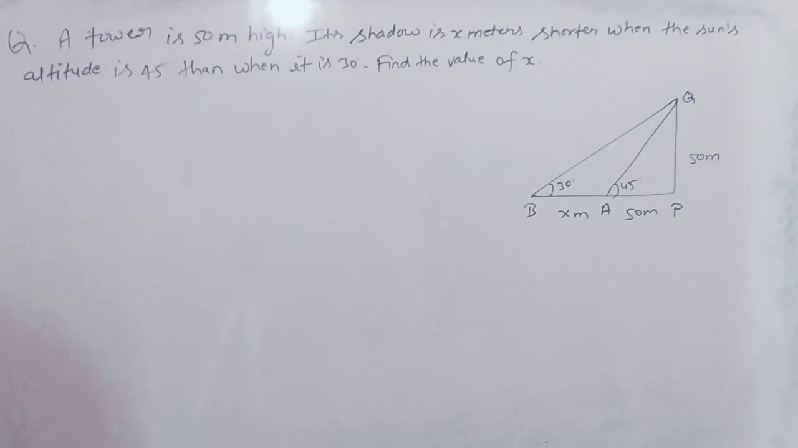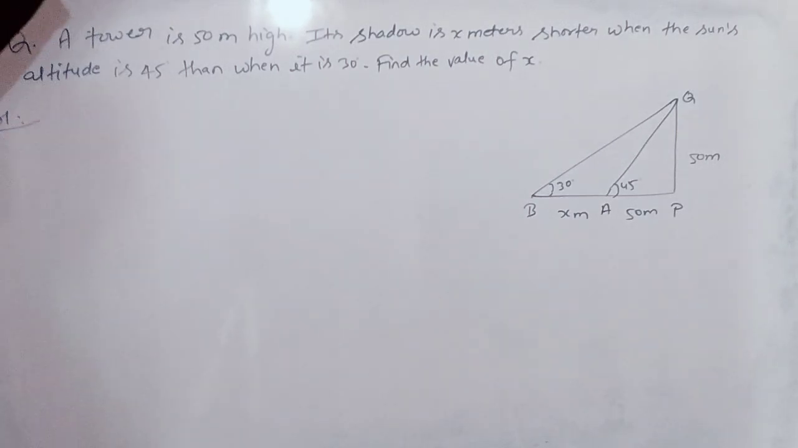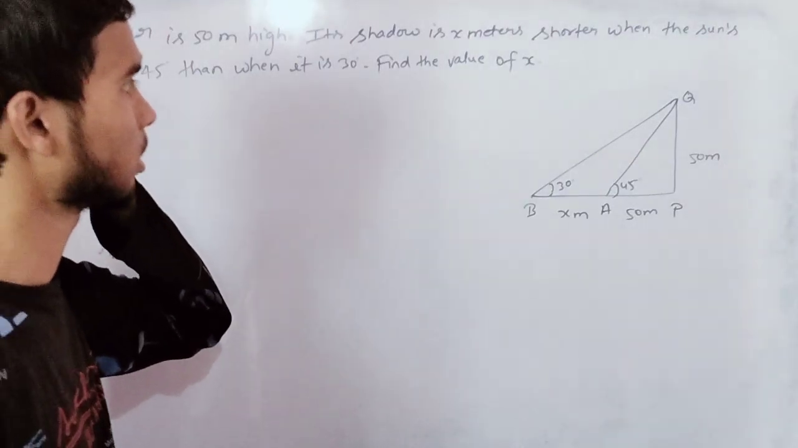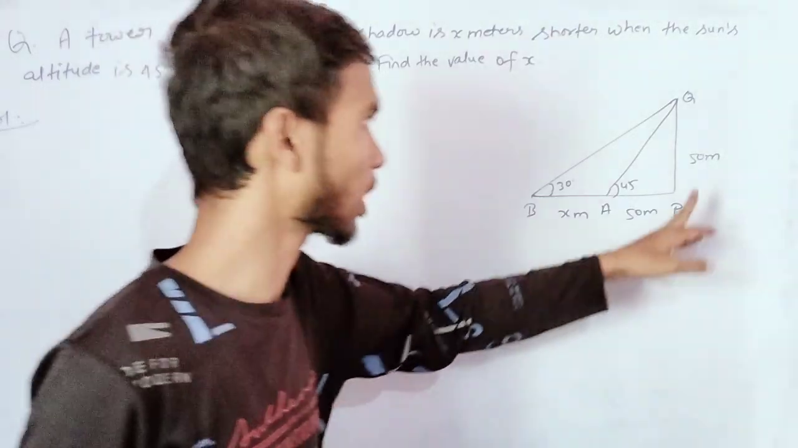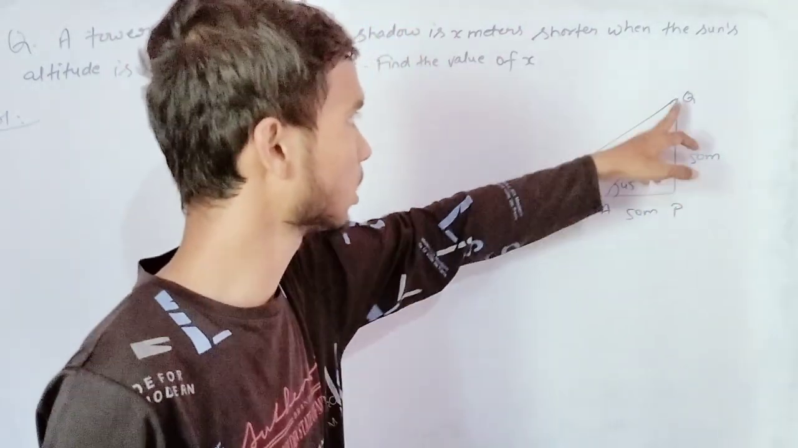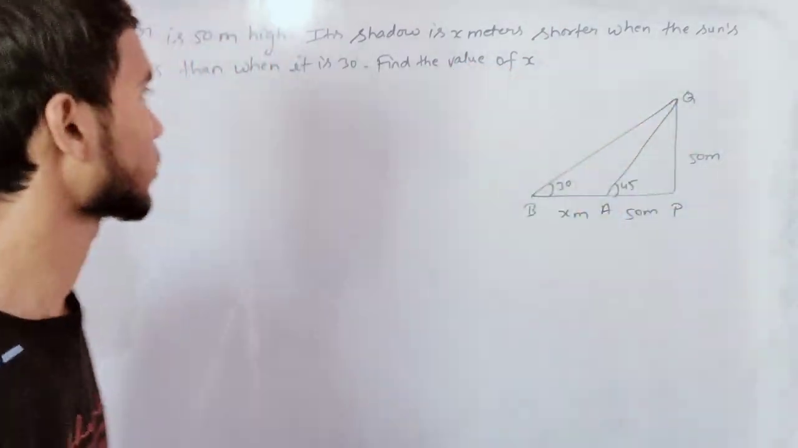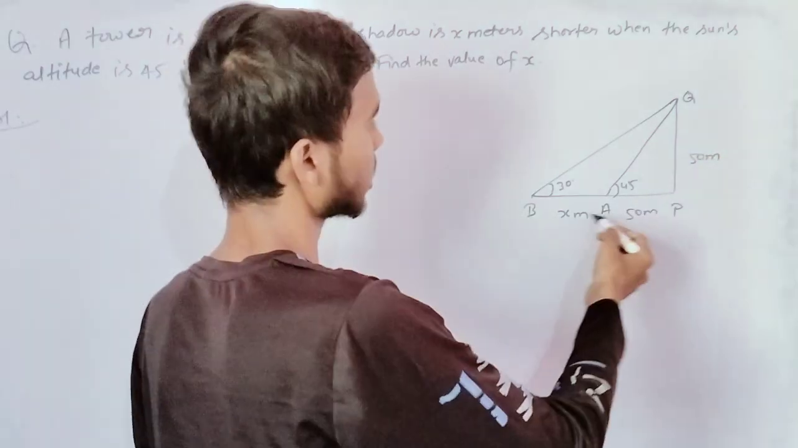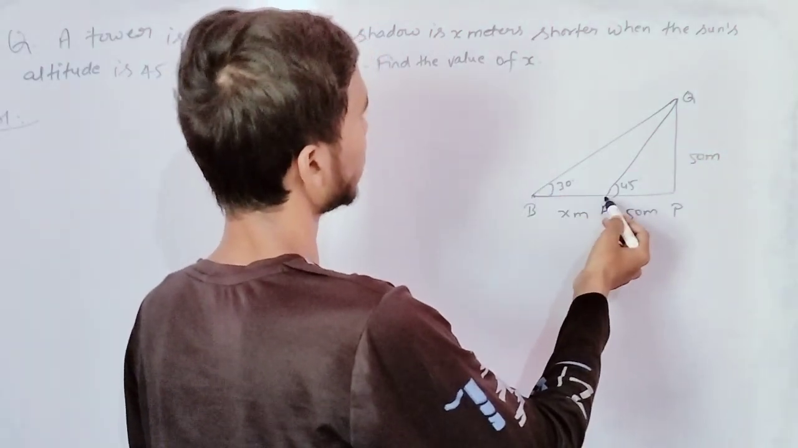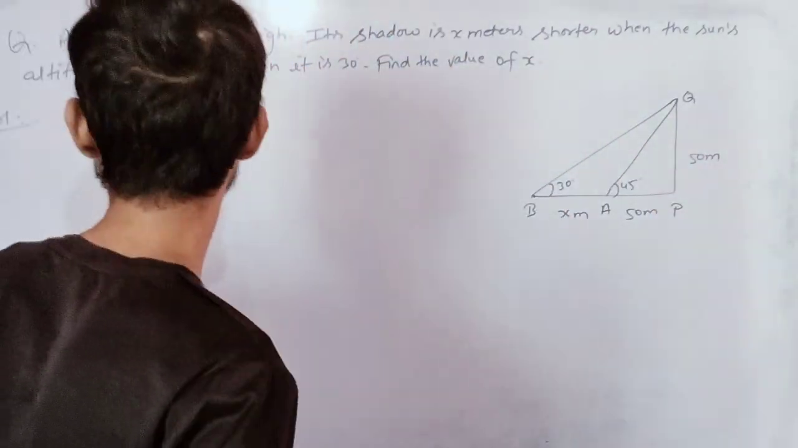This is computation. The question is telling you a tower is 50 meter in height. Of course, this is the tower; you can see it is given as 50 meter long. Its shadow is x meter. Where is x? From here till here is the shadow of this.